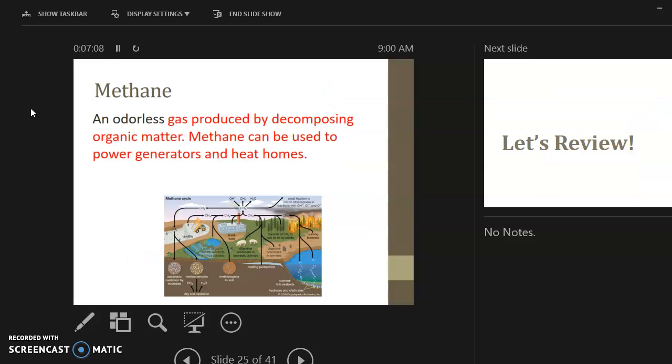Then you have methane. Methane is an odorless gas produced by decomposing organic matter. Methane can be used to power generators and heat homes. Like I said, this is where they're trying to use that turkey litter to power houses and stuff in New Bern, and so they're doing quite a bit of research with that.